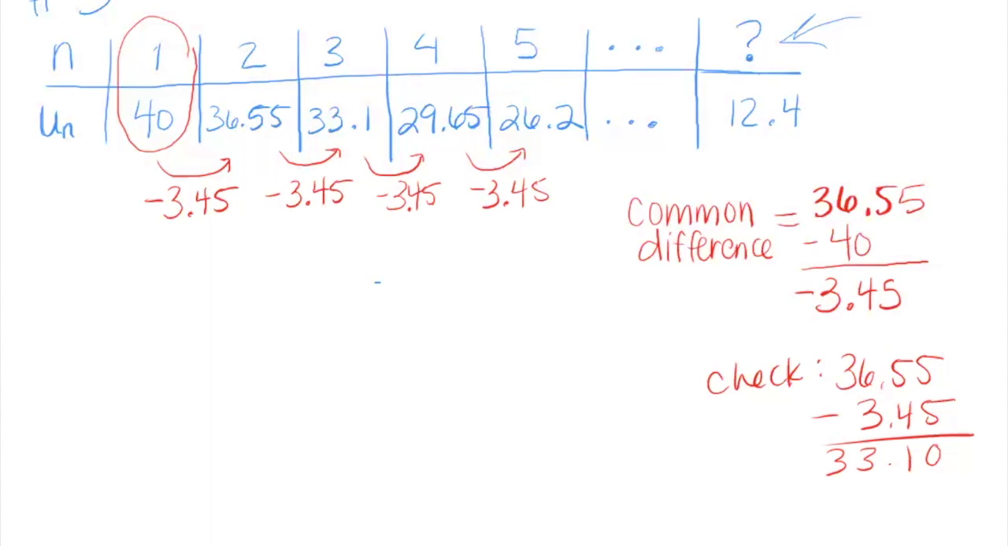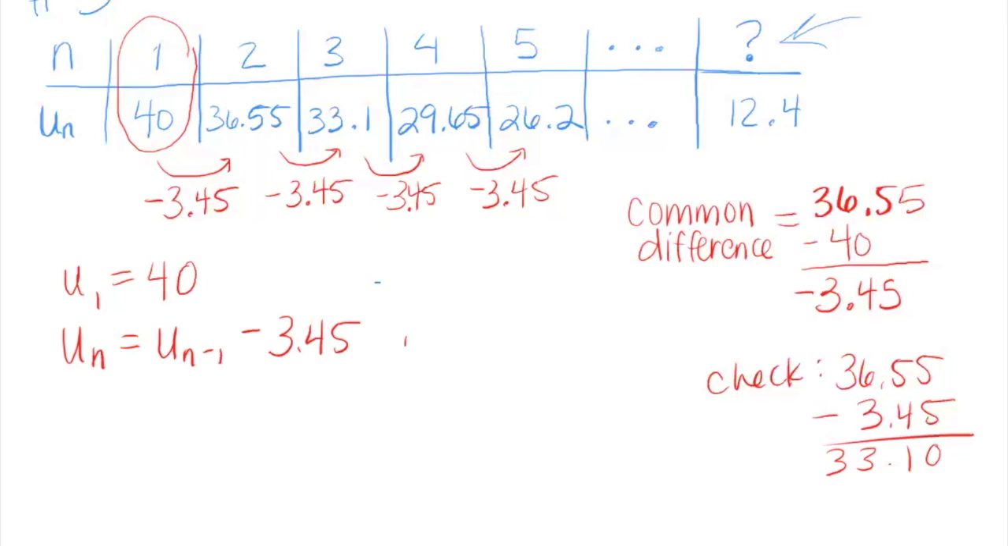So now that we have these two important pieces of information, we can write the recursive formula. The first part is the starting term, and the first term equals 40. Then I'll describe the pattern. To find the next general term, you take the term before it, and our pattern is to subtract 3.45.